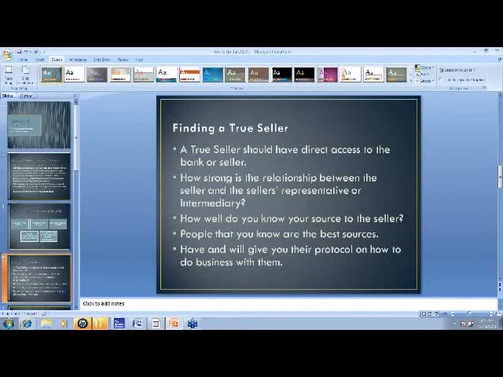So how strong is the relationship between the seller and the seller's representative or the intermediary? You want to know that, because typically the person bringing you the deal is not going to be the seller. It's going to be either the seller's representative or an intermediary, and most likely an intermediary.